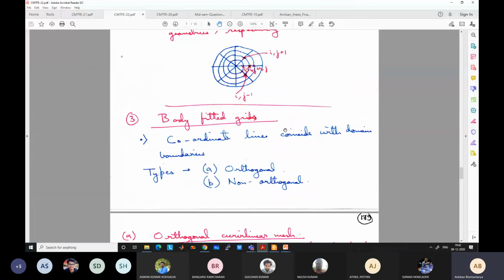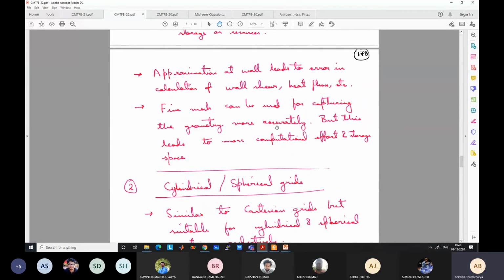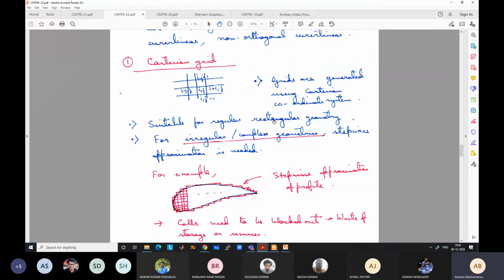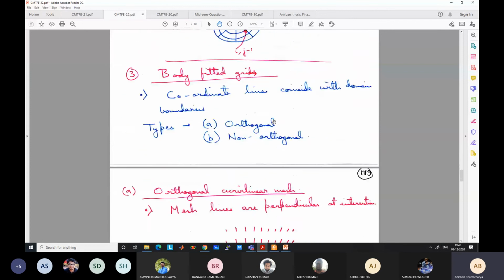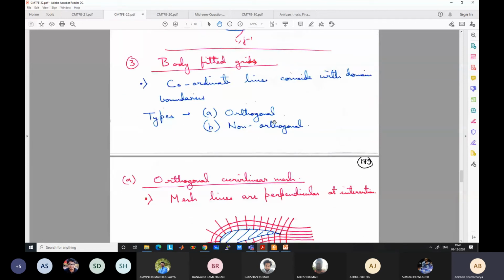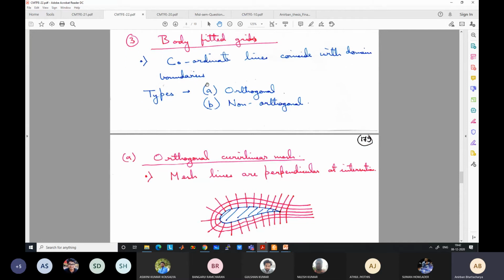Same for spherical also. So these are one type: cylindrical, spherical, and Cartesian. These are not the only types of structured grids. There are other types of structured grids. The second type are known as body fitted grids. This Cartesian, all these were also structured grids. These body fitted grids are where the actual domain or the object of interest is not a regular domain. However, still our coordinate lines are defined in such a way so that they coincide with the domain boundaries.